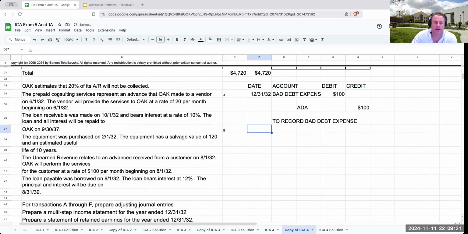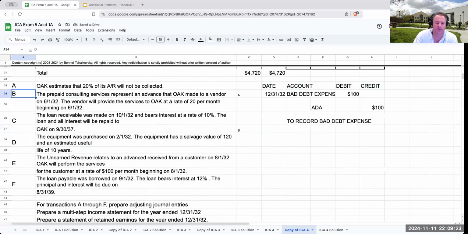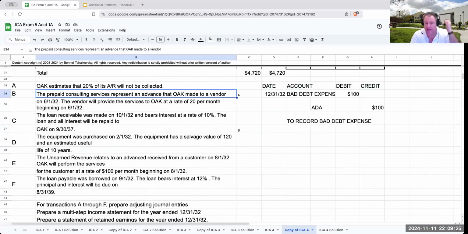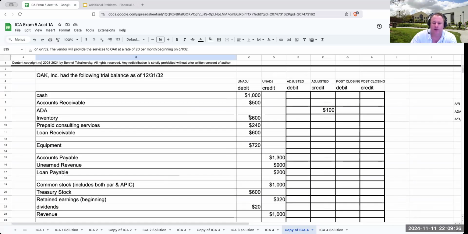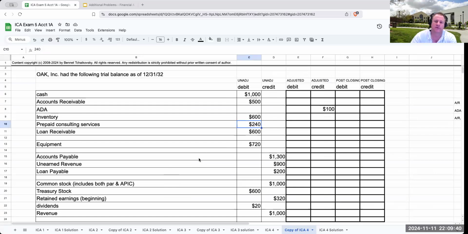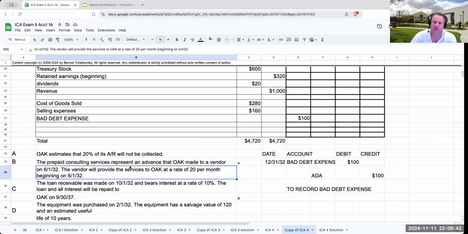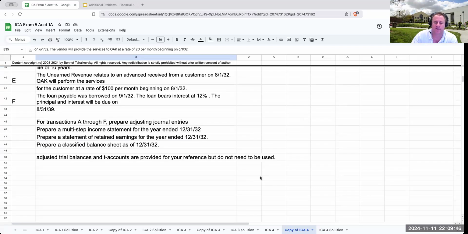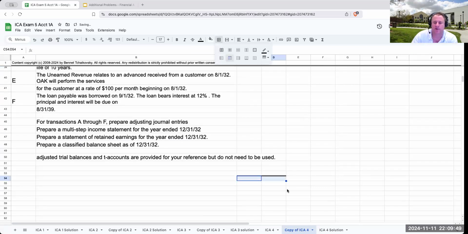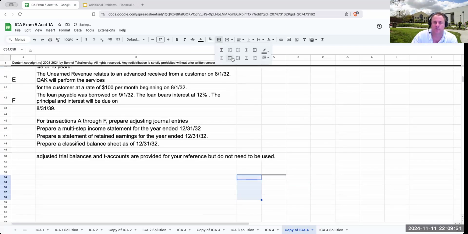So the prepaid consulting services represents an advance that we made to a vendor on 6/1/32. They will provide the services to us at a rate of 20 per month beginning on 6/1/32. So if I look at this over here for prepaid consulting services, this was an advance I gave to a vendor on June 1st.